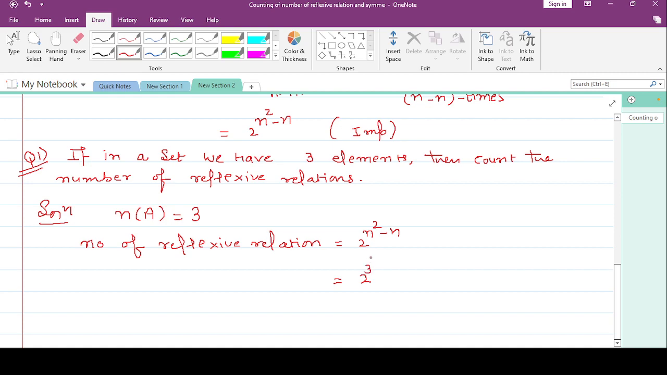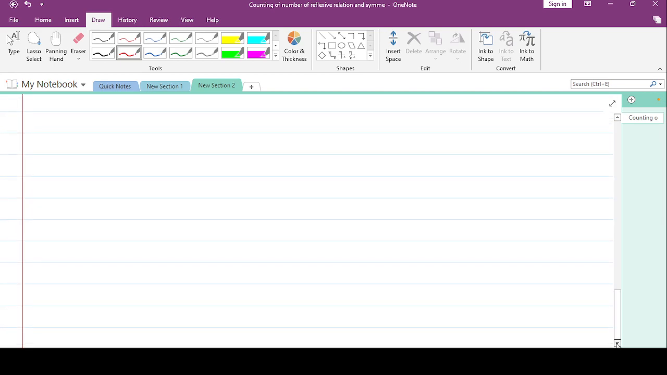So this is 2 raised to the power 3 square minus 3. 3 square is 9. 9 minus 3 is 6. So 2 raised to the power 6 is 64. It means that in a set with three elements, the total number of reflexive relations we can form is 64. So this is how you can solve any question on the total number of reflexive relations.